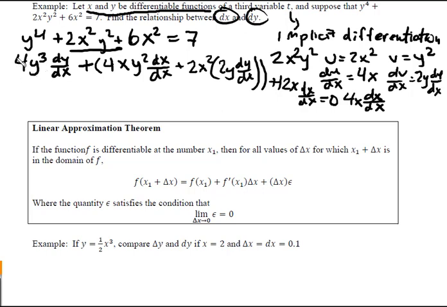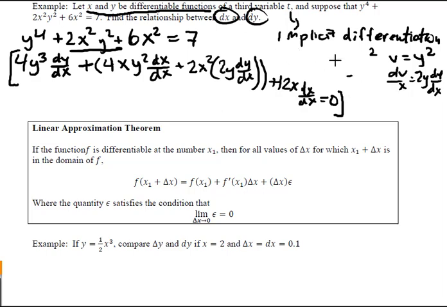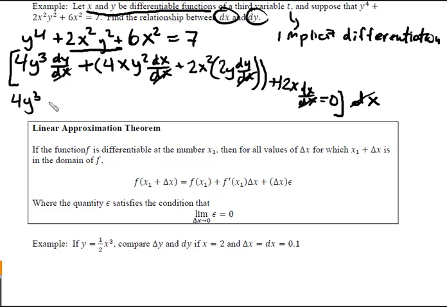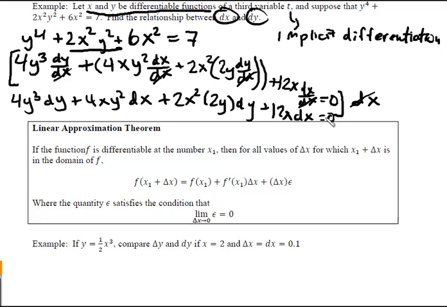Alright, so we're actually going to multiply through by dx. So let me actually erase this product rule part now, since we're done with the product rule over here. So that's sort of out of the way. Alright, so now we're going to multiply by this dx here, so that this dx cancels, this dx cancels, this dx cancels, this dx cancels. Alright, so now what we have is actually 4y cubed dy plus 4xy squared dx plus 2x squared times 2y dy plus 12x dx is equal to 0.